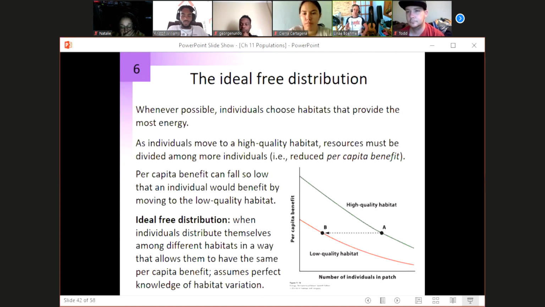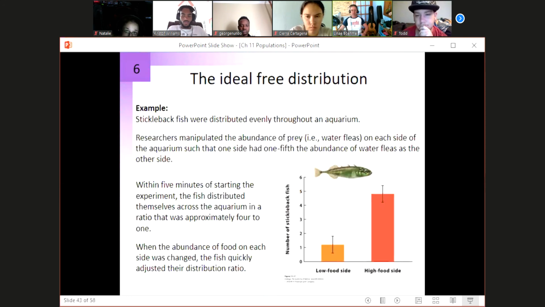And so this modeling of the ideal free distribution helps to predict when organisms might move from an area of high quality habitat to low quality habitat. This has been studied a lot in stickleback fish. If you haven't taken evolution yet, you're going to be hearing a lot more about sticklebacks. They're like little evolutionary superheroes, much like our friends the Darwin's finches.